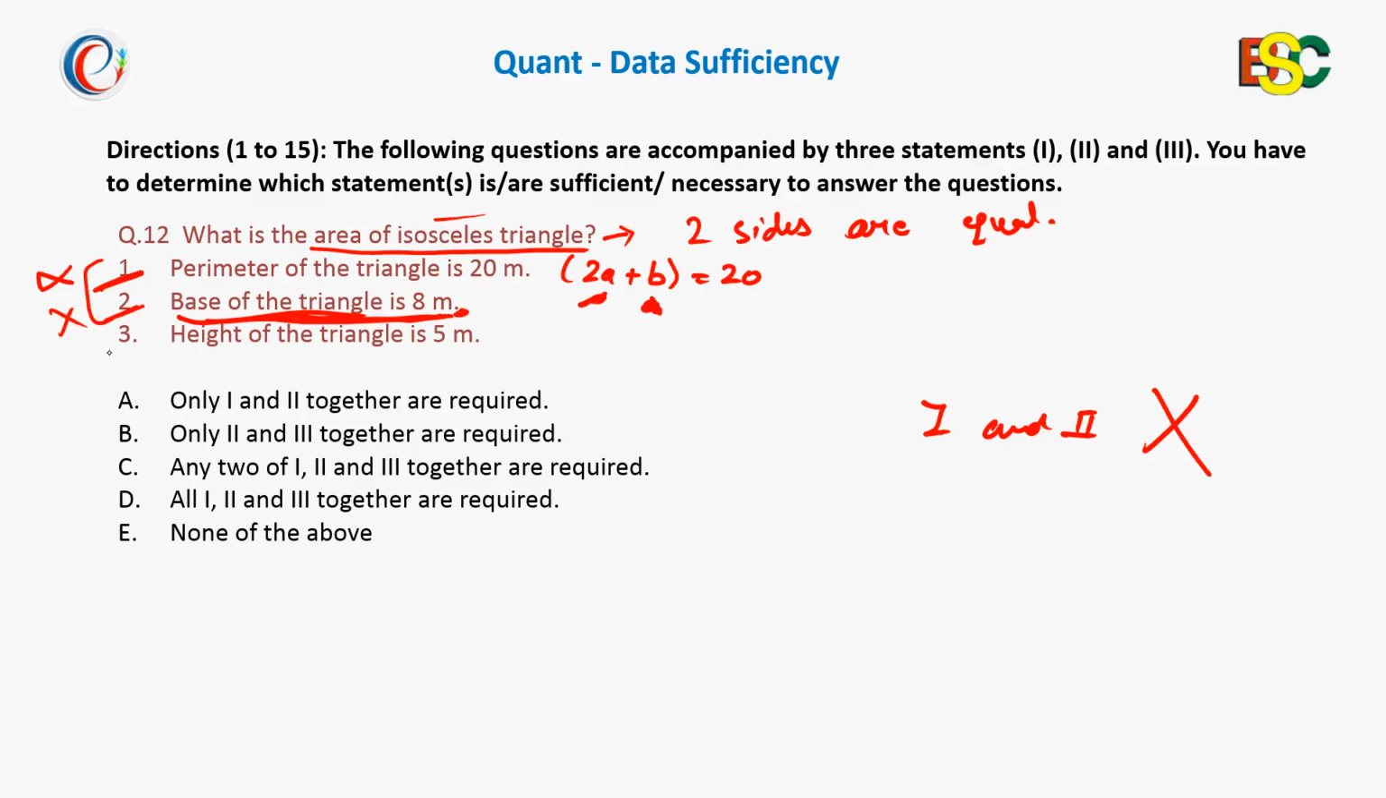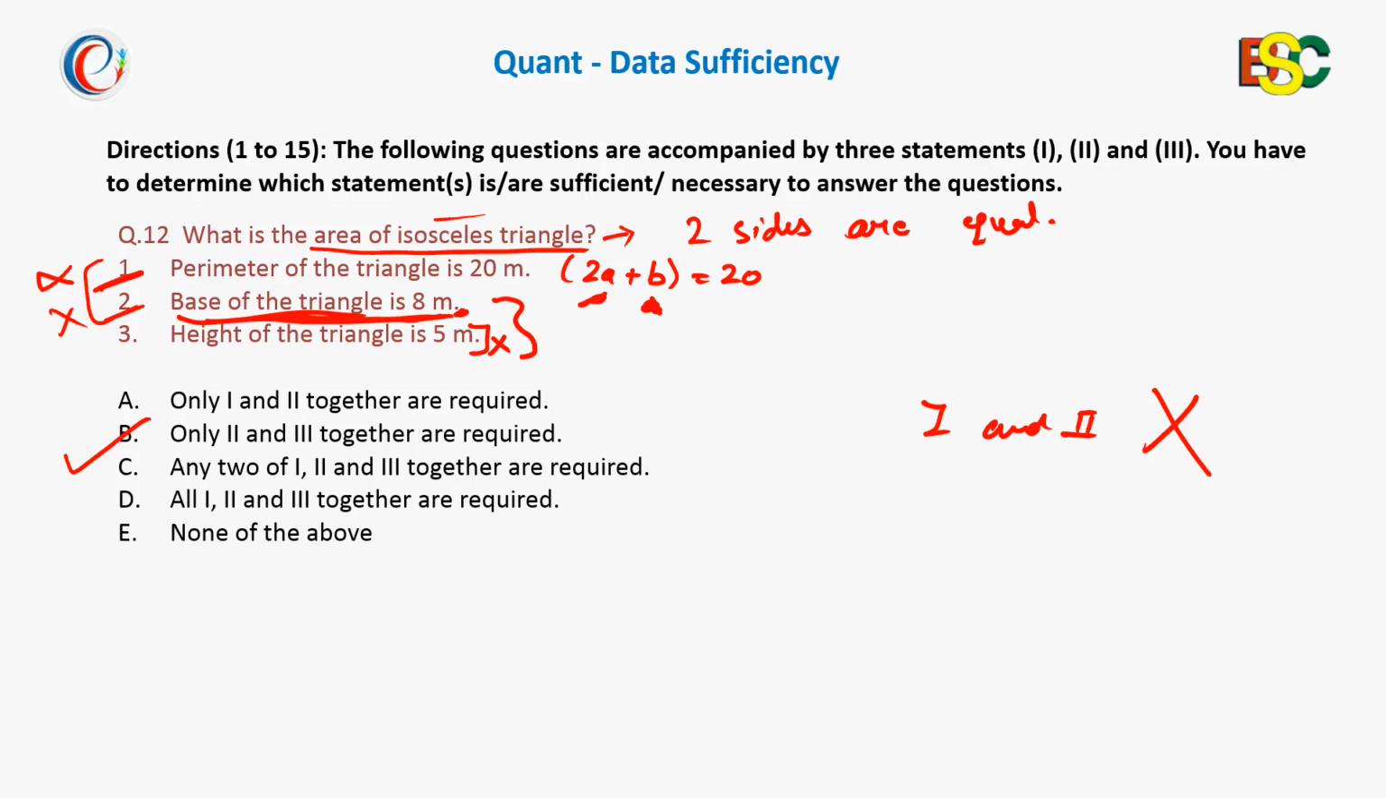Now if we see the third statement, that the height of the triangle is 5 meter. Now this statement alone is not sufficient, but if we combine the second and third statements and apply the formula half base into height, then we can easily calculate the area. And so our answer is: only 2 and 3 together are required to answer the question.